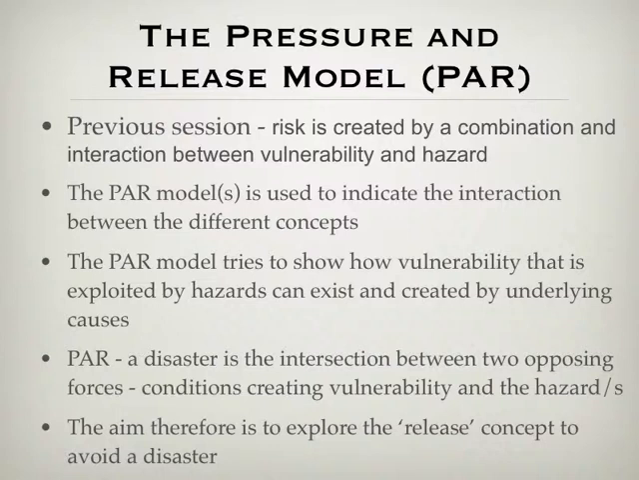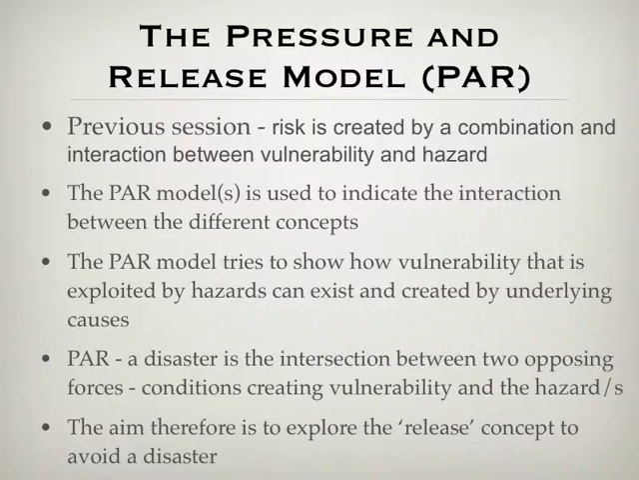If you have vulnerability but you don't have a hazard, we won't be talking about this here again. So those two things are crucial in the process of determining disaster risk. It's those different things that we spoke about engaging with one another. So the pressure and release model, and I put models here because you'll see it's actually two models that describe the opposing sides of the picture. It is used to indicate the interaction between the different concepts. So it's something that shows the progression and how these things build on one another to create a certain thing.